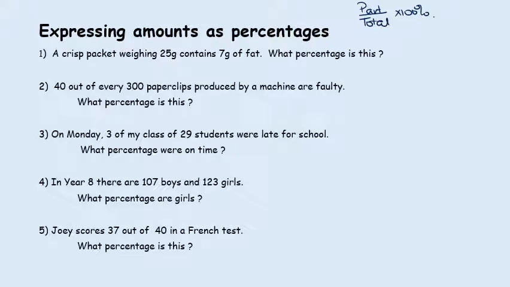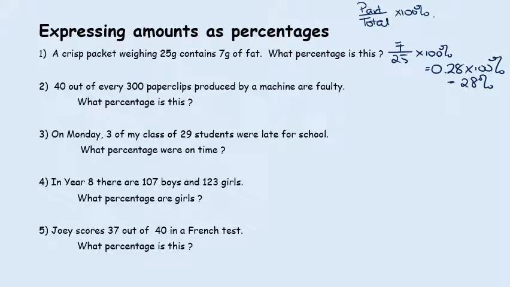Okay, so a crisp packet weighing 25 grams contains 7 grams of fat. What percentage is this? So 25 is our total, 7 over 25 multiplied by 100%. Now you can go about cancelling things down there, or if you want, just go to your calculator. 7 divided by 25 gives you 0.28. So that would be 28%.